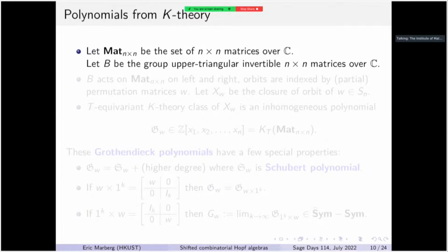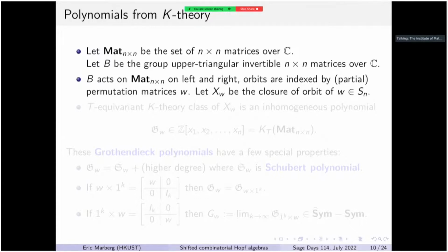It's just a set, it's a vector space, it's an algebraic variety, it's a lot of things. B is the group of upper triangular invertible n by n matrices. And there is a two-sided action of B on these matrices that we know from linear algebra. We can either multiply on the left or the right. Multiplying on the left does row reduction. Multiplying on the right does column reduction.